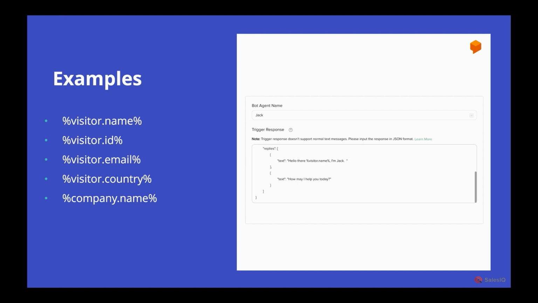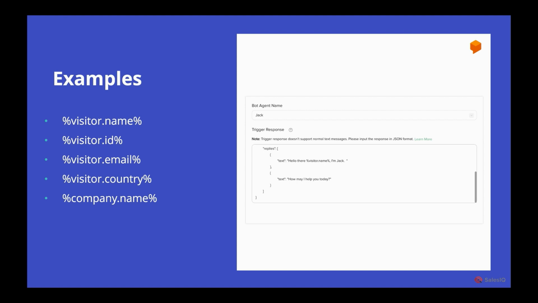So these are some examples of very commonly used dynamic text in Dialogflow responses: visitor name, visitor ID, visitor country, company name, email, etc. So you have a huge list of dynamic text responses that you can use. You can check them out as well inside our developer documentation. I'll show you how to set up dynamic text now.